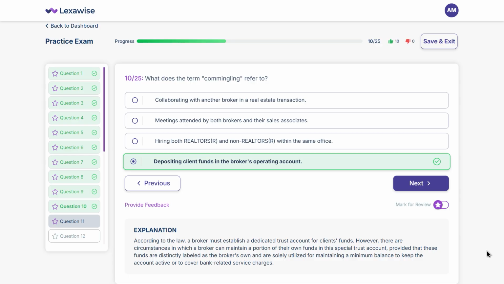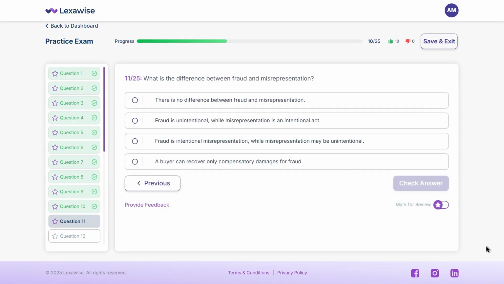And the next question is, what is the difference between fraud and misrepresentation? A. There is no difference between fraud and misrepresentation. B. Fraud is unintentional, while misrepresentation is an intentional act. C. Fraud is an intentional misrepresentation, while misrepresentation may be unintentional. D. A buyer can recover only compensatory damages for fraud. What do you think about this one?